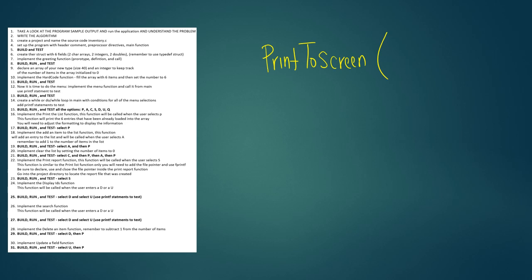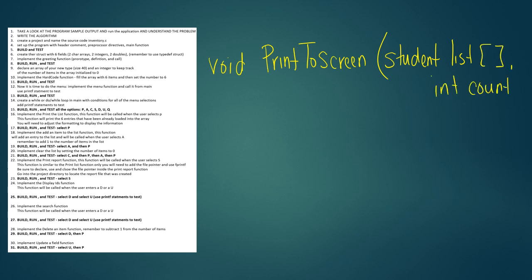all the items have been properly placed into our list. Now it's very important to realize that you need to test before moving on. If your loop isn't working properly, there's no reason to start to implement all of these functions. So our print to the screen function has a void return type and it's going to take a student list as its argument and the number of items in the list. So it's very important. So if we have 6 items in our list, count will be 6, and it will go from 0 to 5.